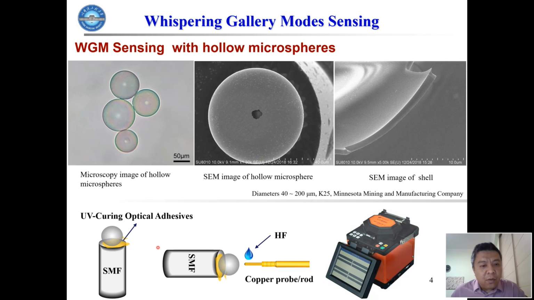To make this hole, we first use UV adhesive to fix the microsphere on the end face of a single mode fiber. Then a copper probe with dropped HF is used to squeeze the microsphere. We operate this under a fusion splicer because we can see the process clearly.